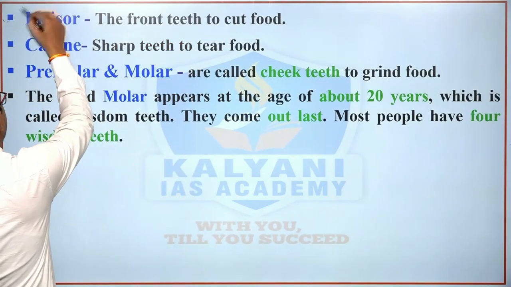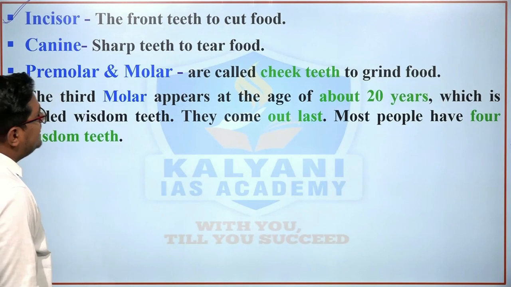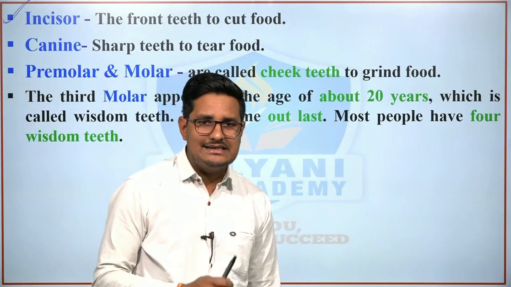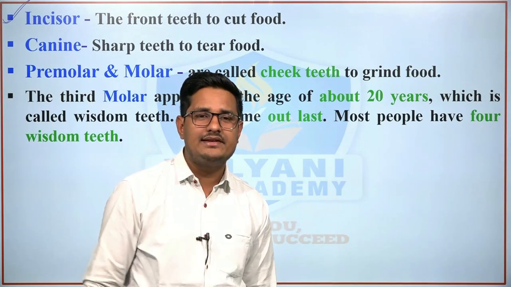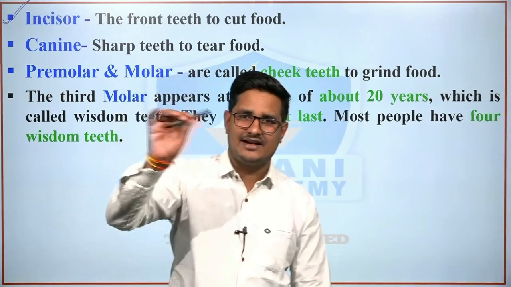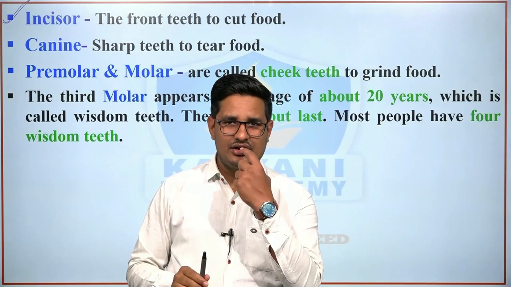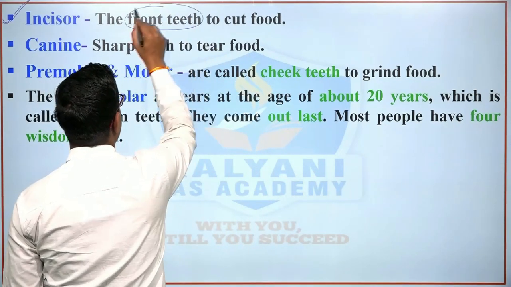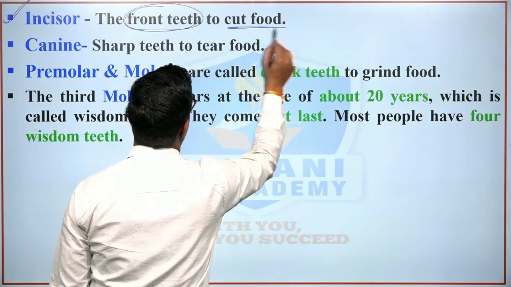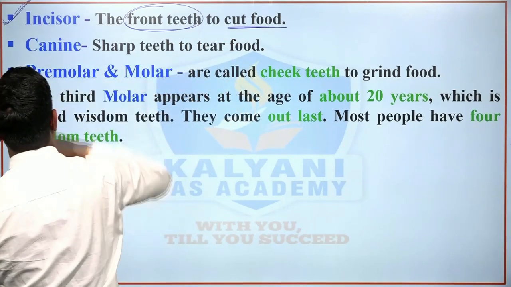Let's understand. The first is incisor, right? The frontal teeth to cut the food are known as incisors. For an example, this is carrot. I will cut like this. So यहाँ के जो frontal teeth होते हैं, जिनसे food को cut किया जाता है, उनको ही incisor कहा जाता है.